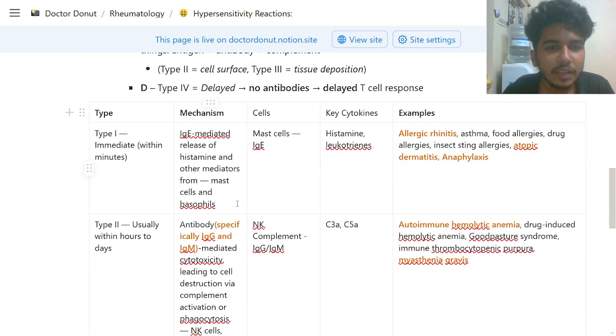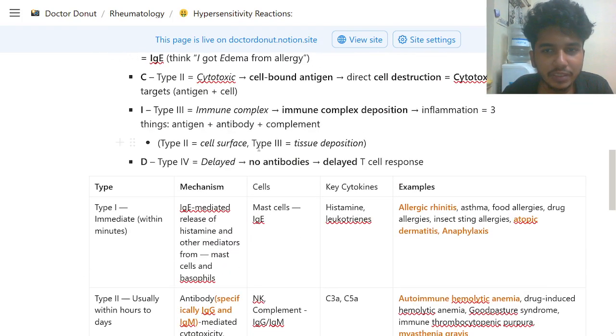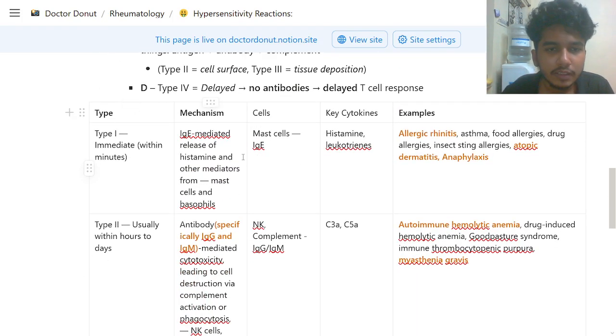Enough fluff, onto the talk. So type 1 is, as I said, anaphylactic. It happens immediately, within minutes.